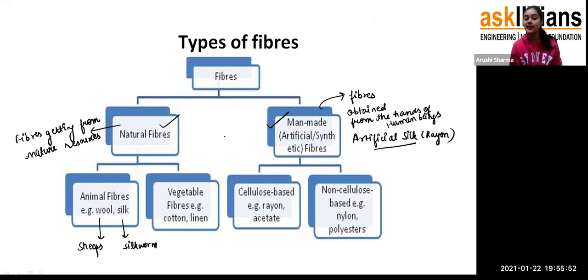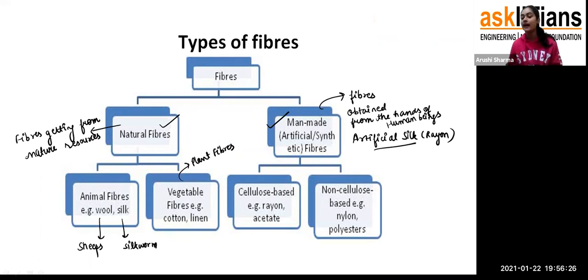Now, vegetable fibers, or you can say plant fibers. Why are we calling them vegetable? Because, students, plants grow these fibers in the form of fruits or vegetables, like the crop. Like the mango tree grows the mango, or some other example related to it. So we are calling them vegetable fibers, because we are getting them from plants. So these types of fibers are called plant fibers. For example, cotton and linen. Exactly. So these are the natural fibers.